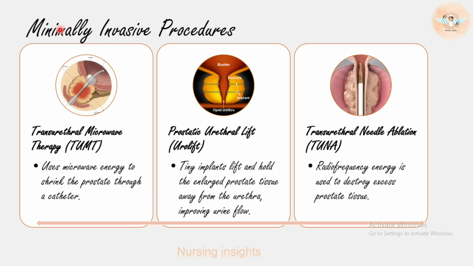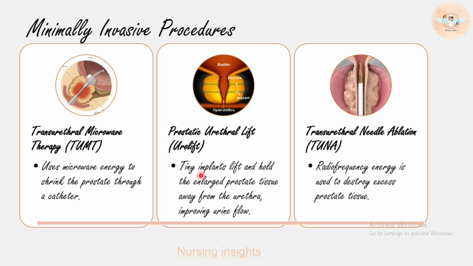So next, let's see what the minimally invasive procedures are. The first one is transurethral microwave therapy, TUMT. It uses microwave energy to shrink the prostate through a catheter. We insert a catheter through the urethra, and thereby we give the microwave energy, and it will shrink the enlarged prostate. This we can do in an OPD setup or daycare setup, and that's why it is called a minimally invasive procedure.